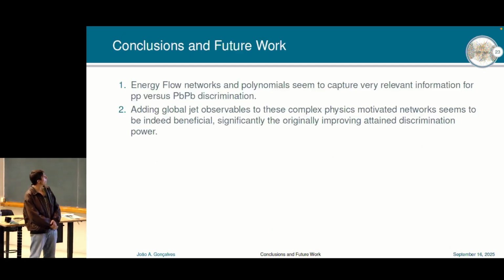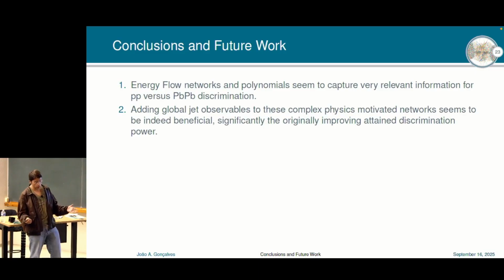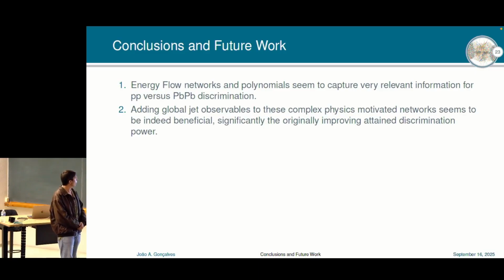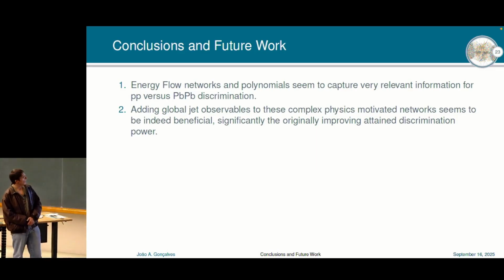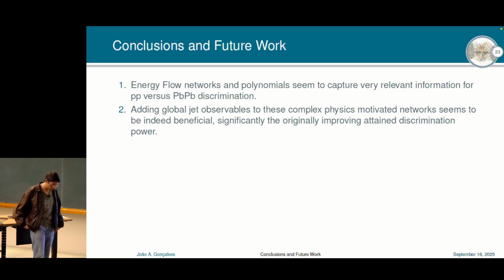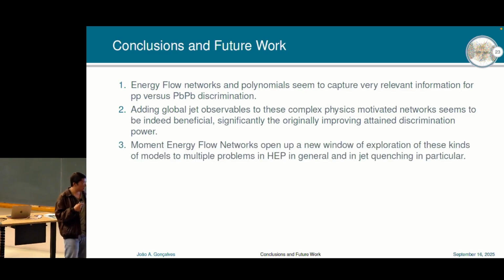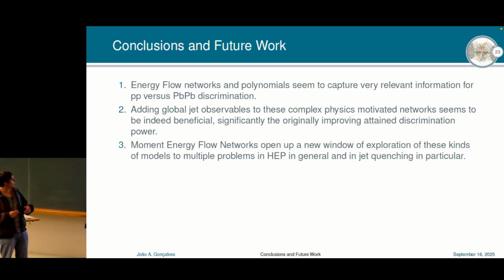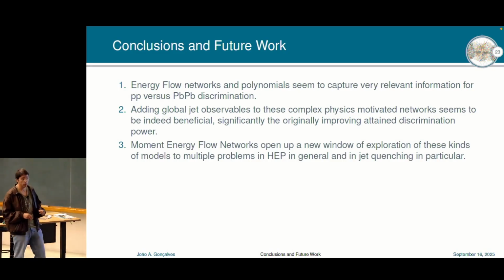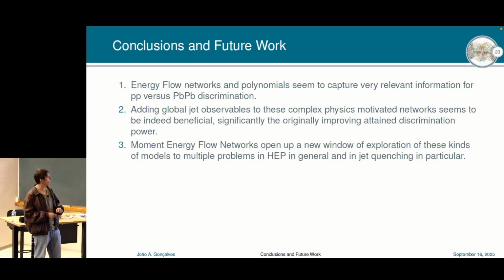With this, I come to my conclusions and future work. For energy flow networks and polynomials, they seem to capture very relevant information for this particular problem. Adding global jet observables to these complex physics-motivated networks seems to be indeed beneficial, significantly improving the originally attained discrimination power. And moment energy flow networks open up a new window of exploration for these kinds of models to multiple problems in HEP in general and in jet quenching in particular.